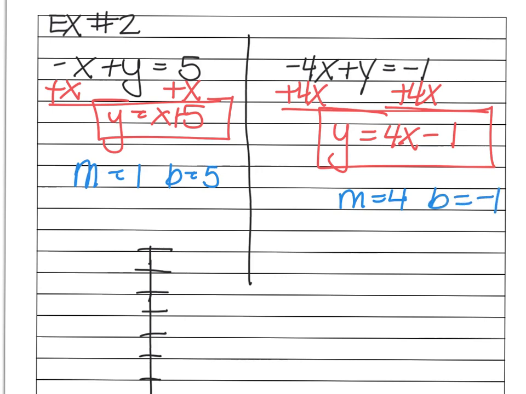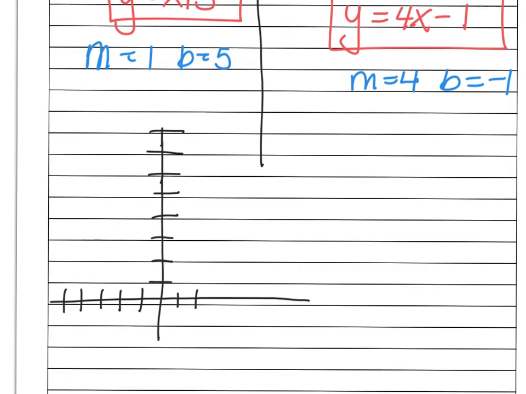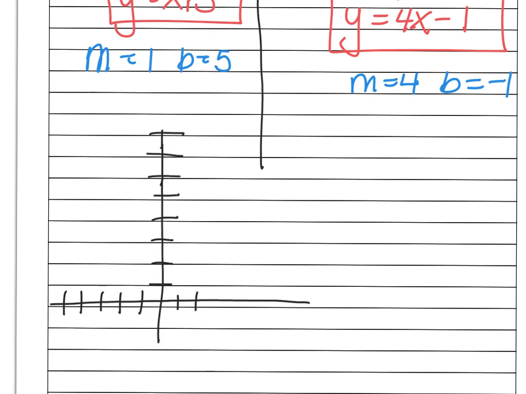So now we can go ahead and start with our b and graph these lines. So we're going to be up at 5: 1, 2, 3, 4, 5. And we're up 1 over 1, up 1 over 1. We'll go backwards, down 1 over 1, down 1 over 1, and continue. Here is our line.